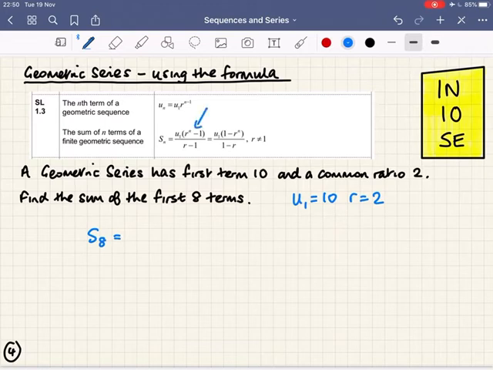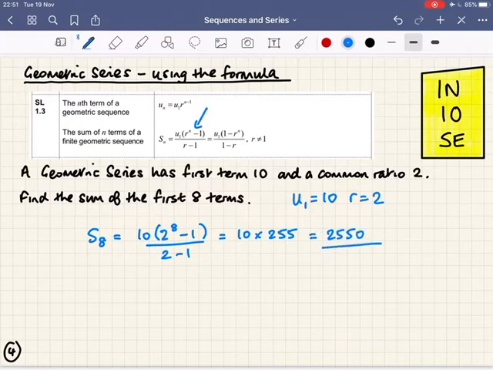We're going to use the first one again because r is greater than 1. 10 times r to the 8, that's 2 to the 8 minus 1 all over 2 minus 1, which is going to give me 10 times 255, 2 to the 8 minus 1, 256 minus 1, and that gives me a total of 2550. Again, very simple and straightforward to work out the total there.